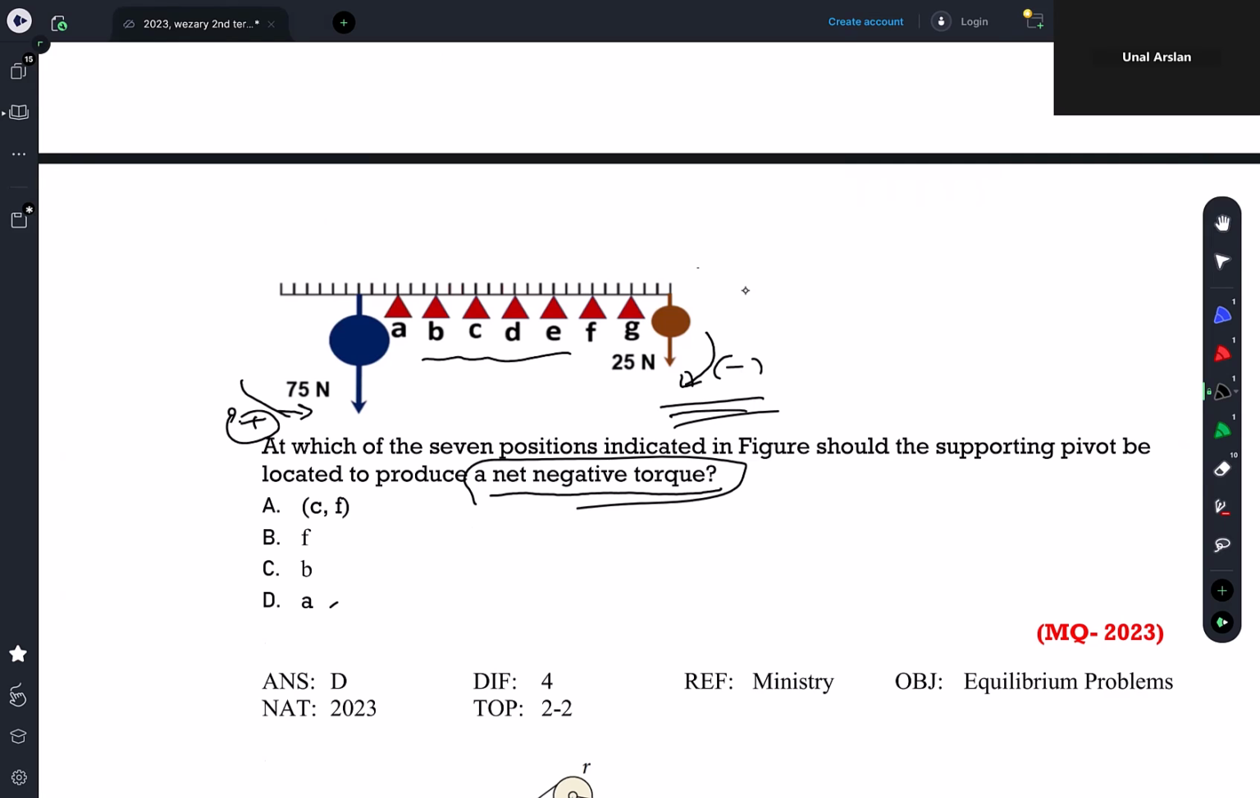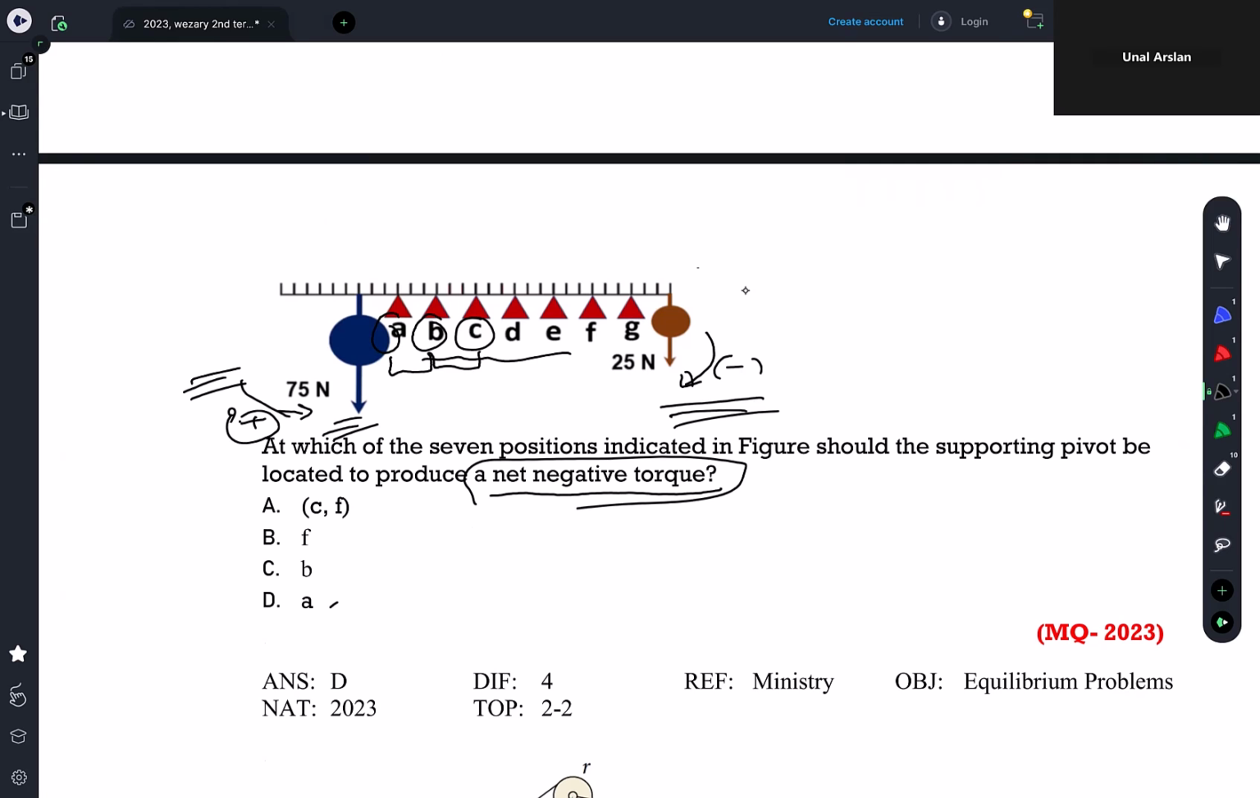So if we want a net negative torque, the negative torque produced by 25 Newton must be greater than the positive torque produced by 75 Newton. For that reason, the axis of rotation must be closer to 75, because then the lever arm of the 75 decreases and the lever arm of the 25 increases. So the torque of 25, which is negative, increases, and the torque of 75, which is positive, decreases. So your point is going to be C, B, or A. One of these points, or more than one, we will check one by one, will produce a net negative torque.